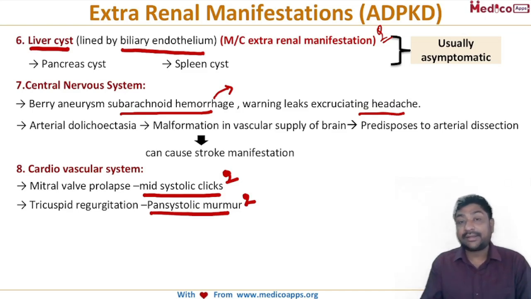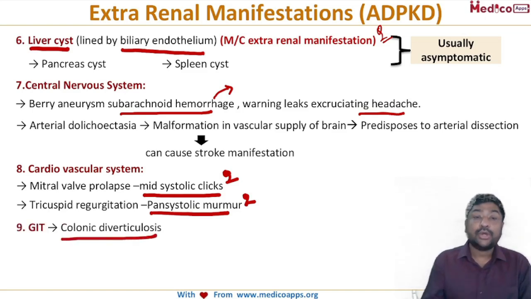So in an examination, if they use these terms, don't get confused that this is primarily a cardiac case. Read the entire thing, and then you will know that even in adult polycystic kidney disease, you will have some cardiac manifestation like mitral valve prolapse or tricuspid regurgitation. When I talk about GIT, the most common manifestation will be colonic diverticulosis. Okay, and this colonic diverticulosis will present with recurrent abdominal pain, constipation, or even bleeding, which may come in danger. So this is the extrarenal manifestation.